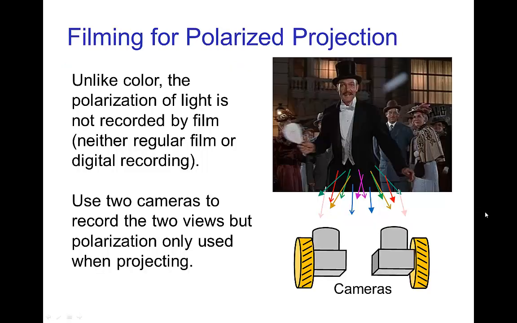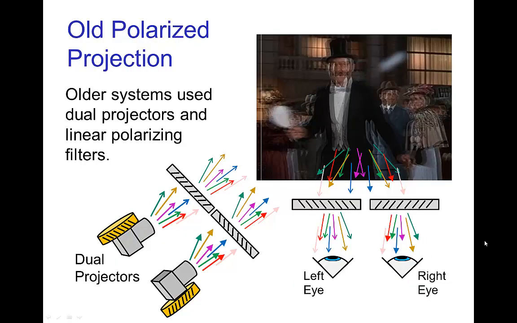It's pretty interesting. Now, when you're filming for polarized projection, regular film or digital recording does not record polarization. So you simply need to have two cameras to have two different views, but the polarization doesn't enter at this stage. What you then need to do when you project the film is either have dual projectors, one with, say, right polarized and the other one with left polarized filters and the corresponding ones for the people in the audience wearing the glasses. Problem with this system is the two projectors have to stay exactly synchronized.